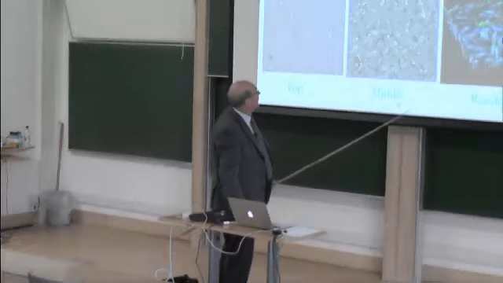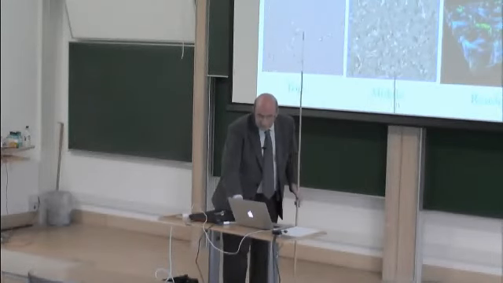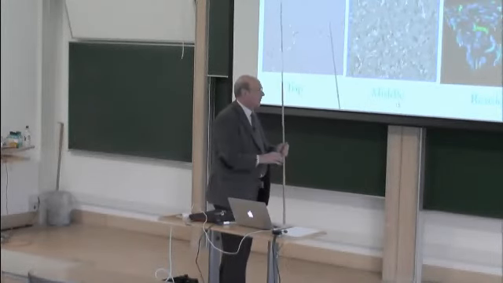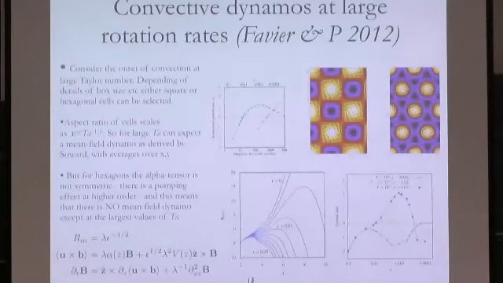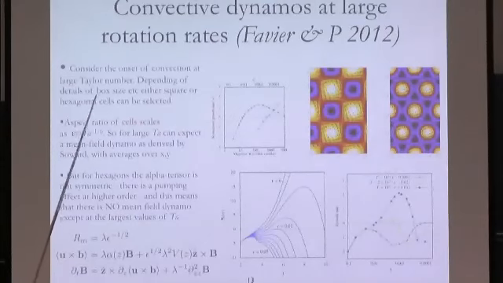All right. So that's no large-scale field. So you might say this is at moderate rotation rates. So you might say, well, how about slightly larger rotation rates? Then maybe we can do some asymptotic theory. This is where Benjamin Favier comes in. He looked, and we looked, at the onset of convection at large Taylor number, so rapidly rotating convection.